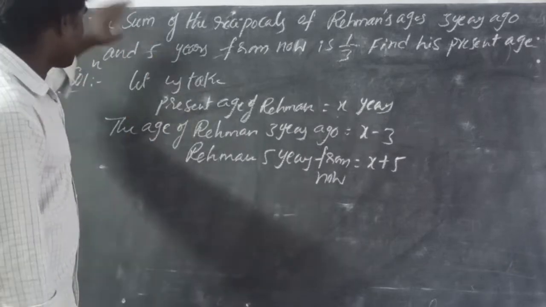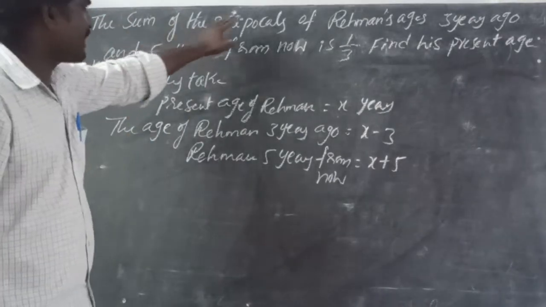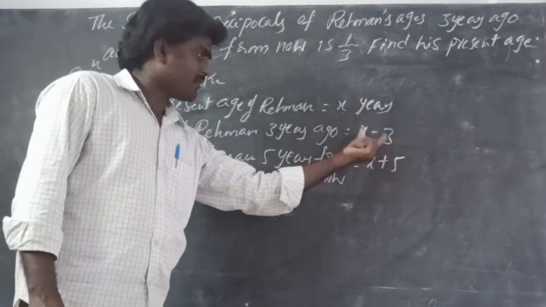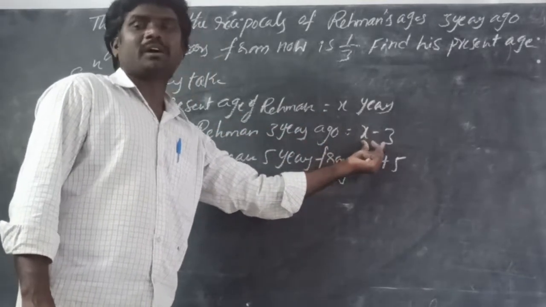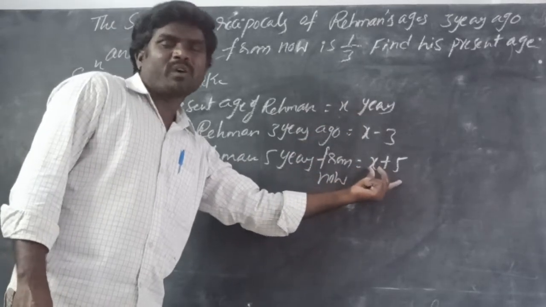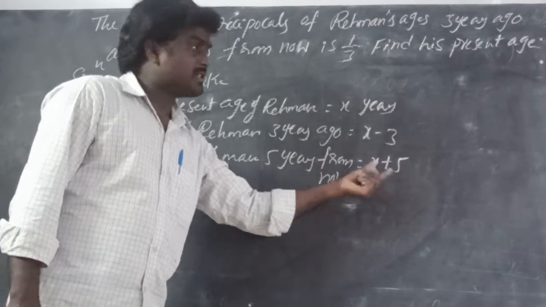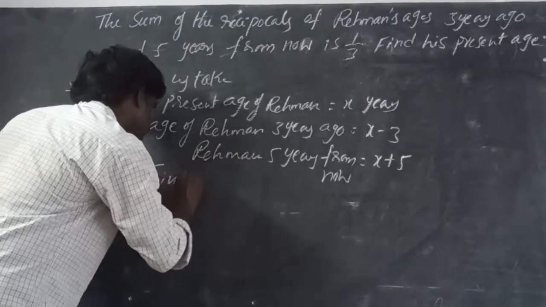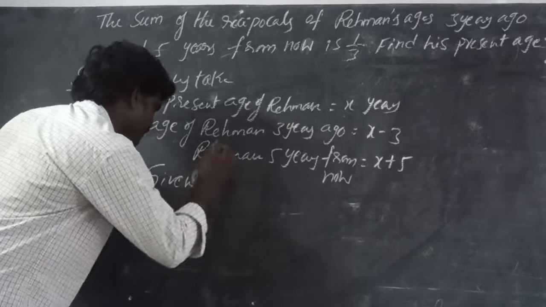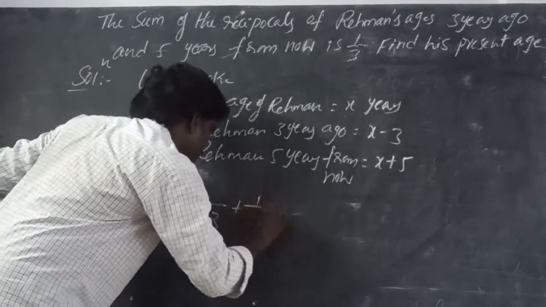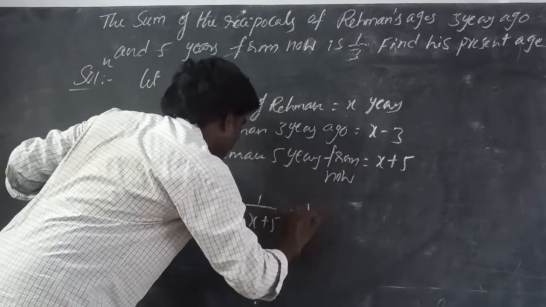Okay, so what is the question? The sum of the reciprocals. Reciprocal of x minus 3, what is it? 1 by x minus 3. The reciprocal of x plus 5, what is that? 1 by x plus 5. And how much is the sum given there? 1 by 3. Okay, given: 1 by x minus 3 plus 1 by x plus 5 is equal to 1 by 3.